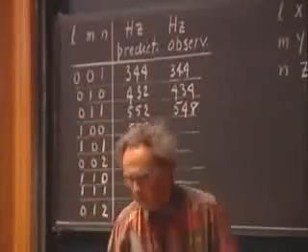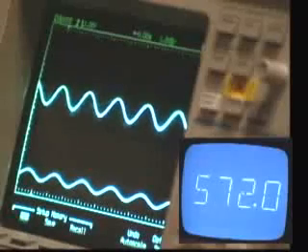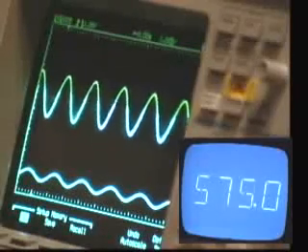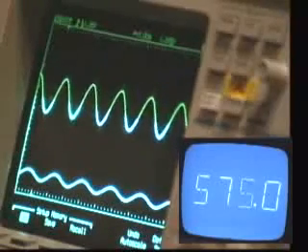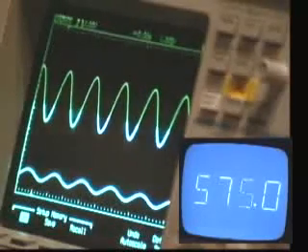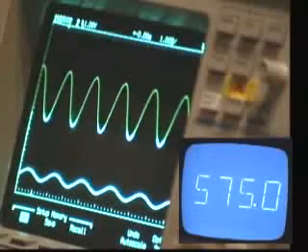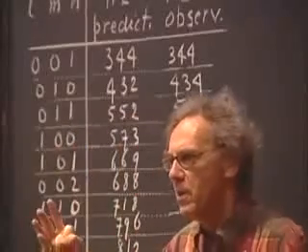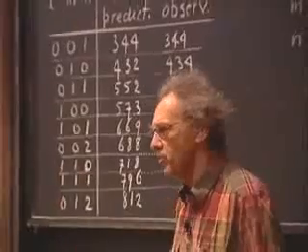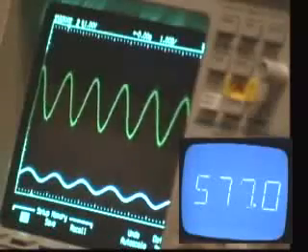The next one. 575. Amazing what Mother Nature is doing. All the time making sure that there are pressure antinodes on all the walls. And only then do you see the resonance? The next time.